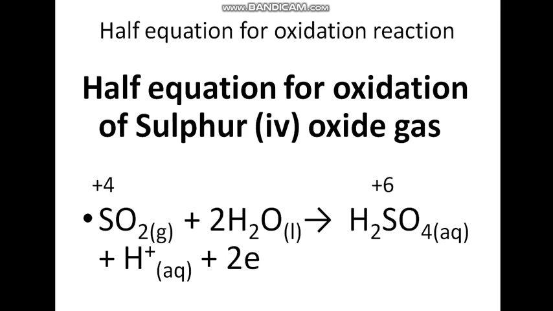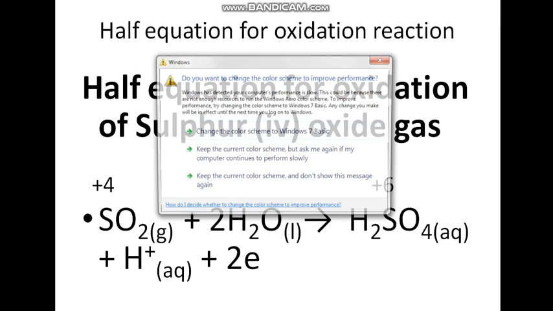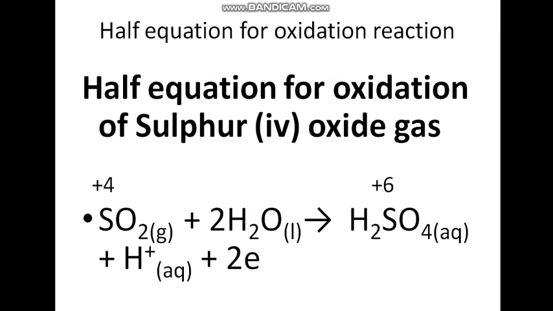In the half equation, the oxidation number of sulfur in SO2 gas is plus 4, while the oxidation number of sulfur in H2SO4 acid is plus 6. That is, the oxidation number increases from plus 4 to plus 6. Increase in oxidation number is oxidation reaction. Therefore, SO2 gas is oxidized in this reaction to give dilute H2SO4 acid. To know the number of electrons that the SO2 will lose during this oxidation reaction, the difference between plus 4 and plus 6 states in the oxidation number is 2. Therefore, SO2 gas will lose 2 electrons during the oxidation reaction.